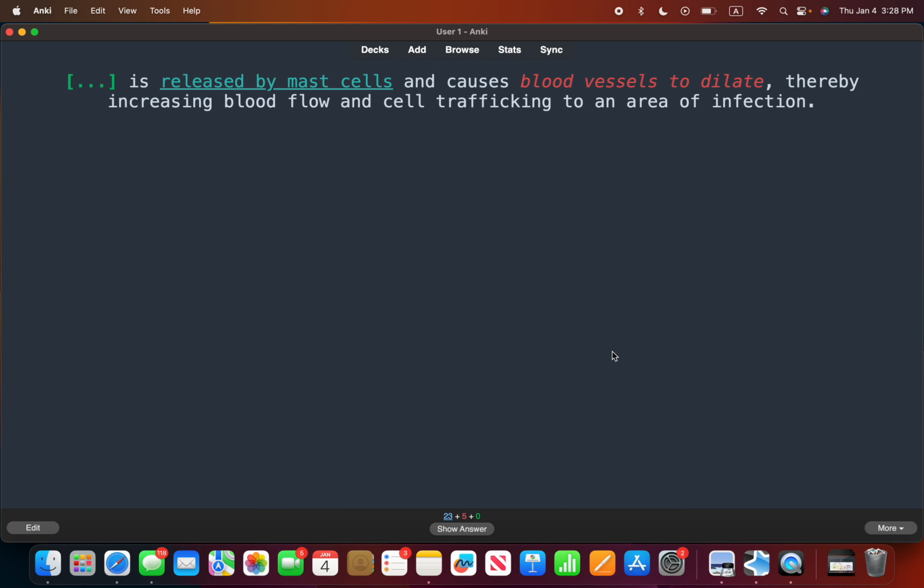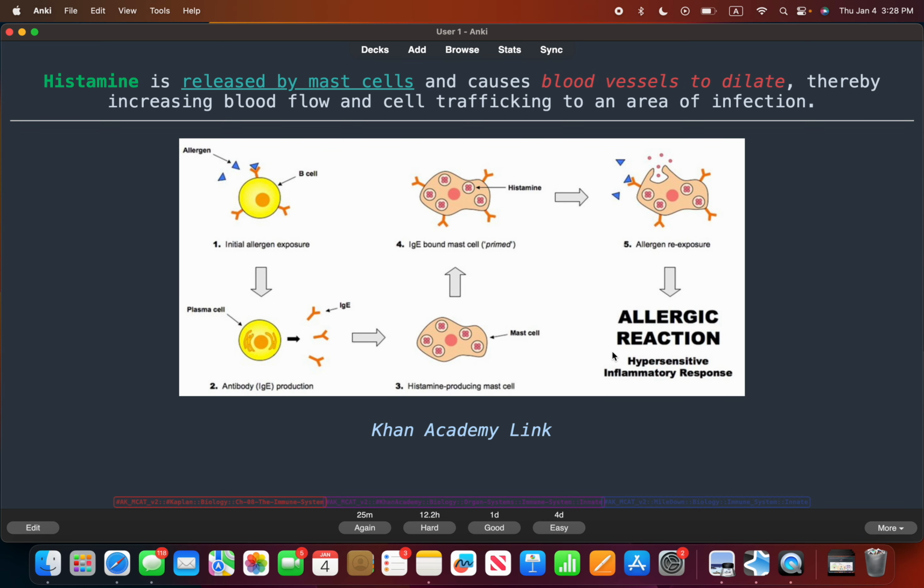What is released by mast cells? Histamines, and they cause blood vessels to dilate, thereby increasing blood flow and cell traffic into an area of infection. Yes, it's histamines. They are released by mast cells and they cause blood vessels to dilate, therefore increasing blood flow and cell trafficking to an area of infection. So yes, it's released by mast cells, histamines. They also cause vasodilation. They increase blood flow and cell trafficking to an area of infection. You want that, right? I mean, you don't want it, but it is what it is. That's what they do.